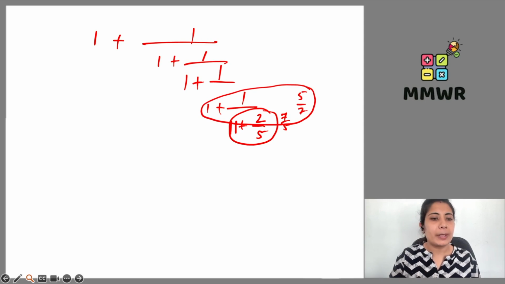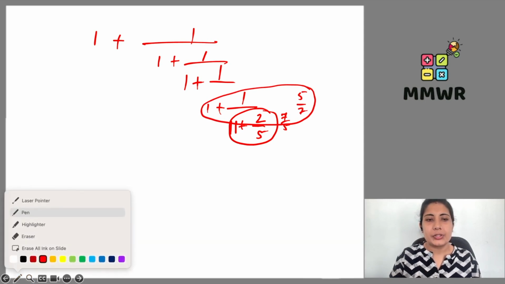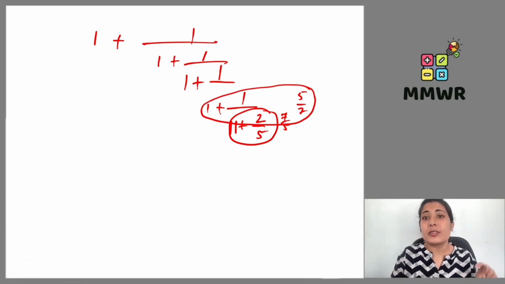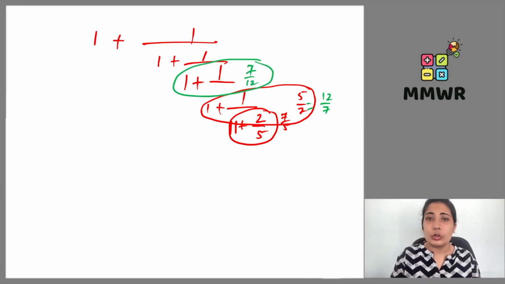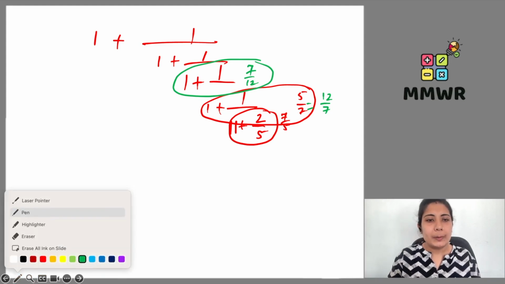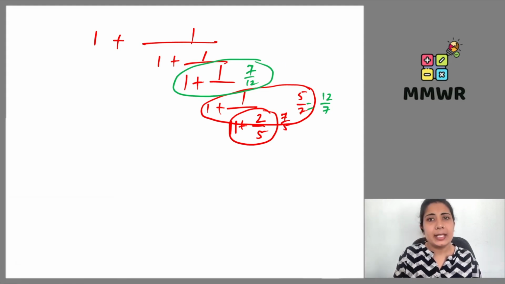Now we will be adding this 1 plus 5 upon 7. So this time 1 plus 5 upon 7 gives me 12 upon 7. After simplifying this, 7 plus 5, 12. 12 upon 7 will become 7 upon 12 now. Then we'll be simplifying here. So 1 plus 7 upon 12. 12 plus 7 gives me 19. 19 upon 12. But this 19 upon 12 is in the denominator of 1. That means 1 upon 19 upon 12 can be written as 12 upon 19.